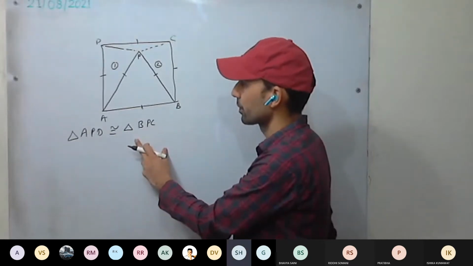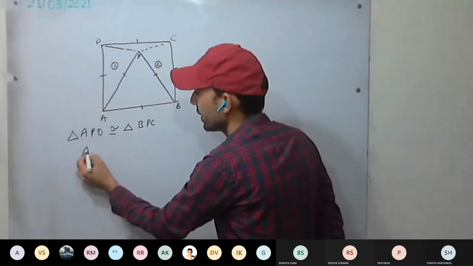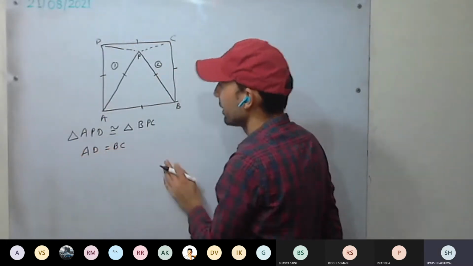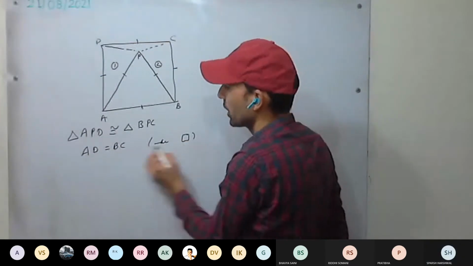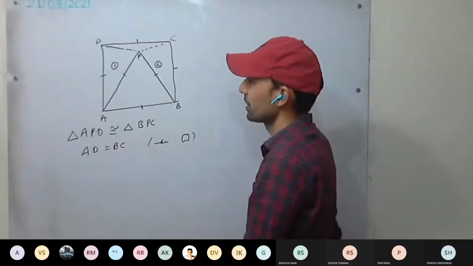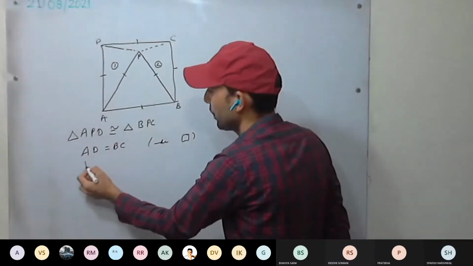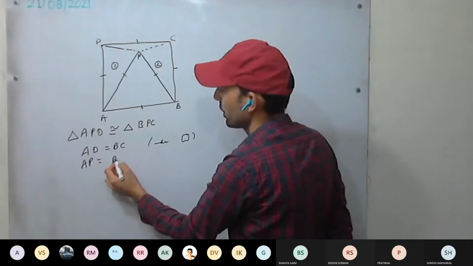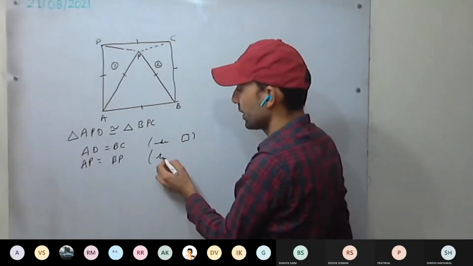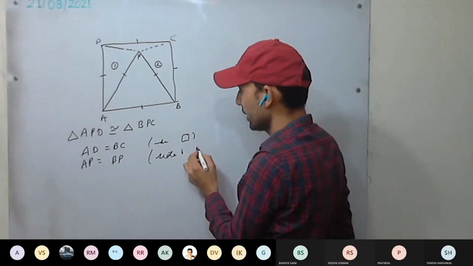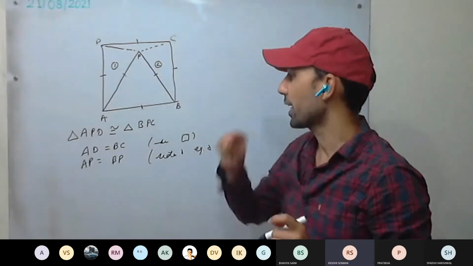Sir, AD equal to BC. AD equal to BC. Why? Because they are sides of a square. Okay. One more: AP equals BP, because these are sides of an equilateral triangle. One more we require. This side we can't take, so one angle we have to take. How to take it?